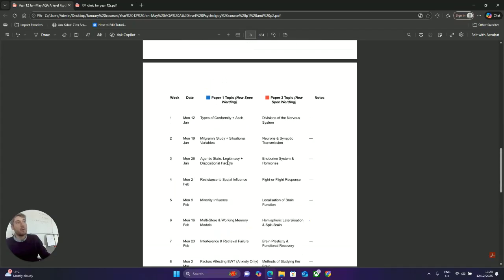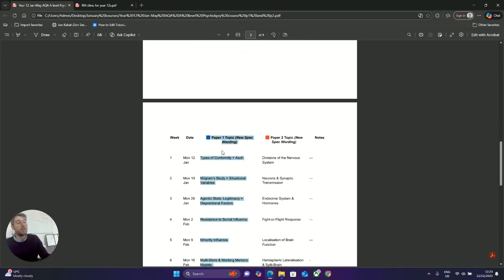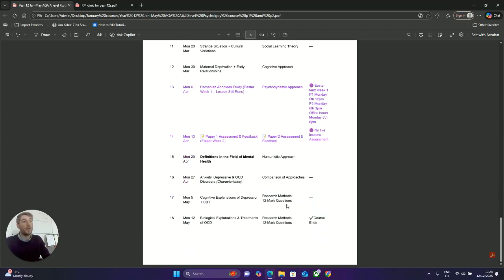So on the left hand side is the Paper 1 topics, and that covers the full topics of Paper 1, and on the right side it covers the full biopsych and approaches topics, and also with some written work on how to do research methods 12 markers. Yeah, really important skill, but it's the only kind of essay you need to do in research methods, so that's what the research methods will contain.